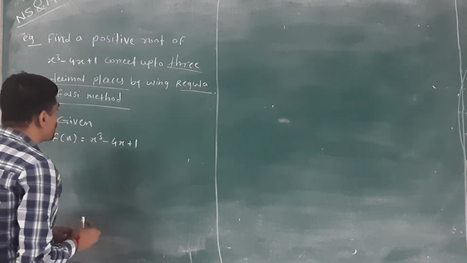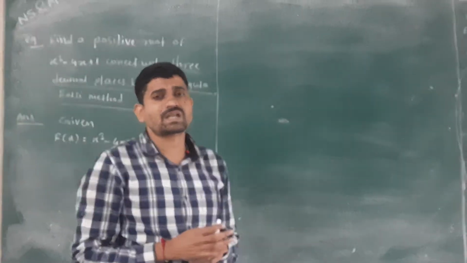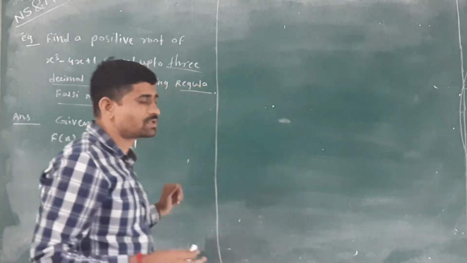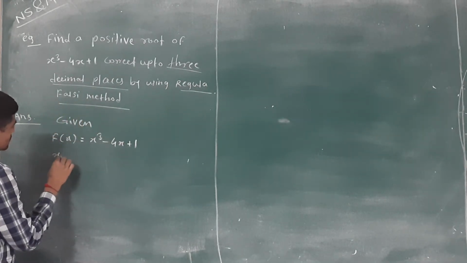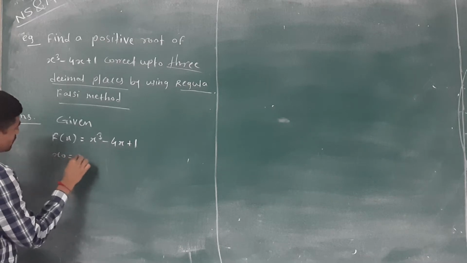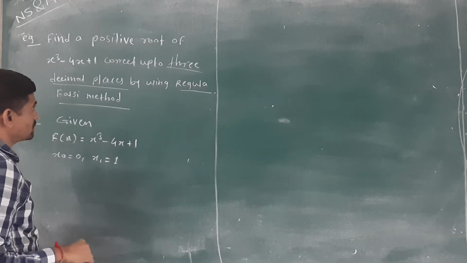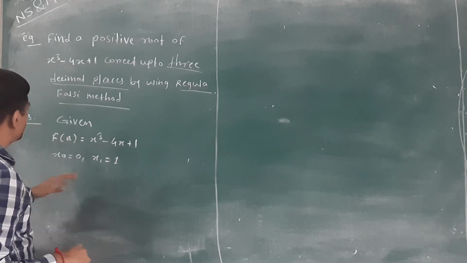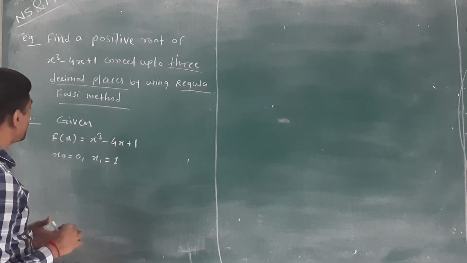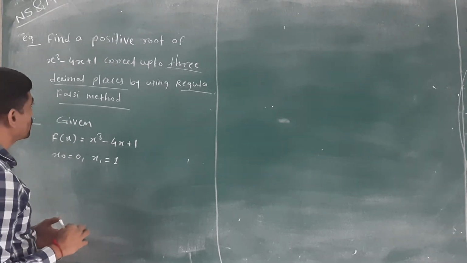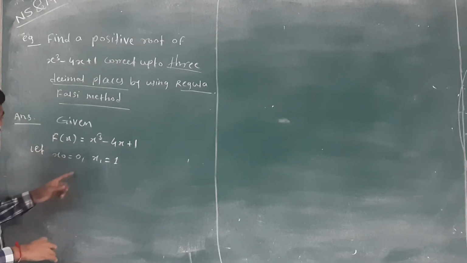In the first step, you have to check whether the initial guesses are right or wrong. First we assume the initial guesses. I will take x0 = 0 and x1 = 1. We'll consider these initial guesses.